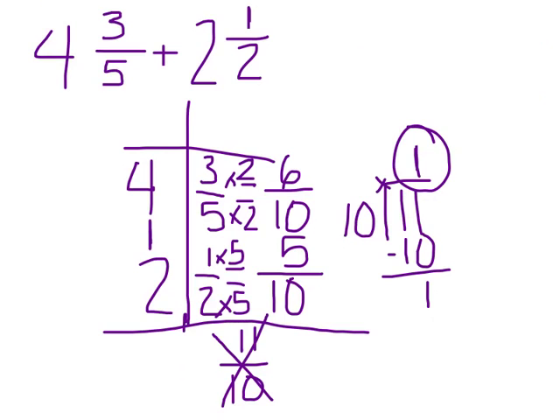And I know that my new fraction is 1/10, because this mixed number is worth 1 1/10. Now I can add my whole numbers. 4 plus 1 is 5, plus 2 is 7. So when I add these mixed numbers together, I get 7 and 1/10.